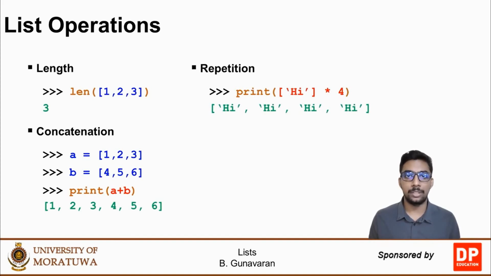The third operation we are going to look at is repetition. Looking at an example will make it easier to understand how repetition works. The list here contains the string high. If you multiply this list by 4, the content within the list will be multiplied 4 times, as shown in the output. Note that we are not getting 4 separate lists, but 1.